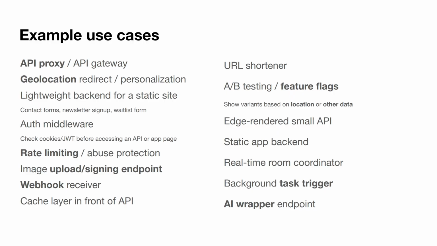It can also do image uploading and signing, especially if you use something with R2. It can work with webhooks. It can serve as a cache layer, again, if you use a mini database or a mini cache with it. You can transform URLs as we saw, so it can do URL shortening. It can do A/B testing or feature flags. We can do edge rendering of small APIs. It can host entire frameworks as we saw before, so we could do a static app backend. We could also do real-time room coordination, background task triggering, and AI wrappers for some of the endpoints that we have.